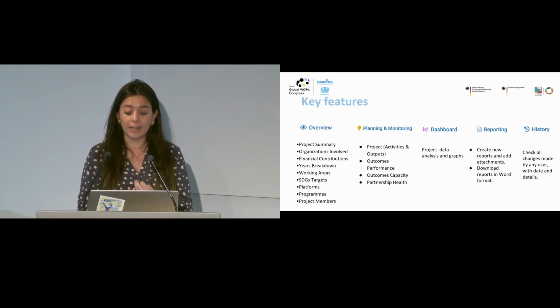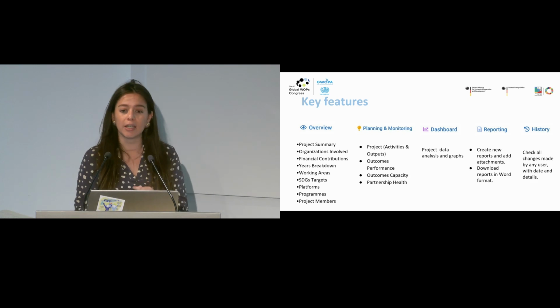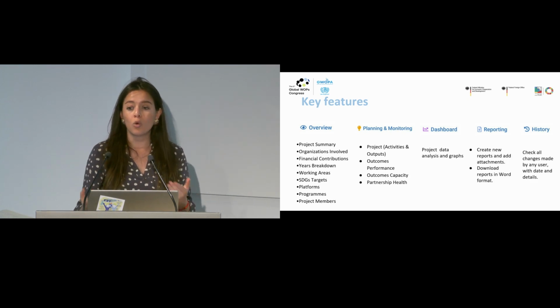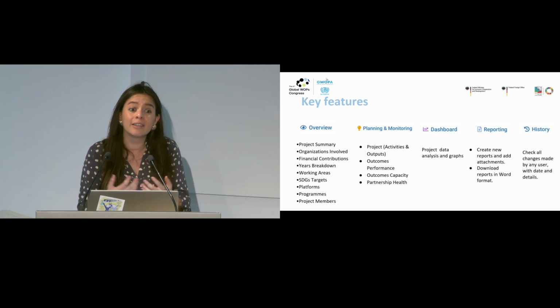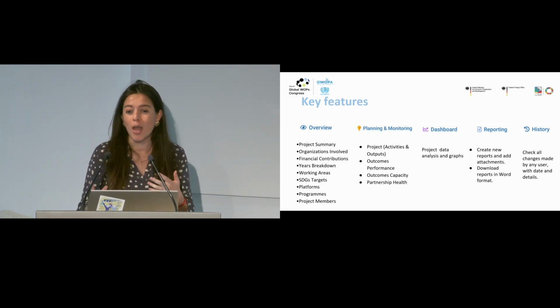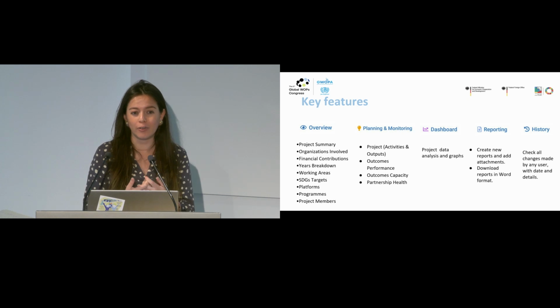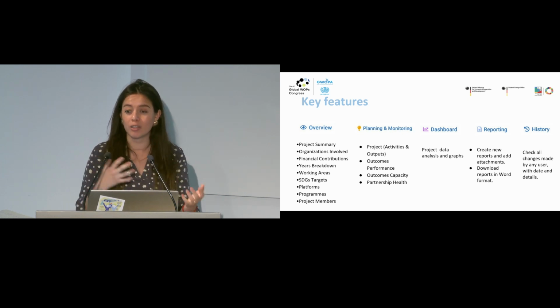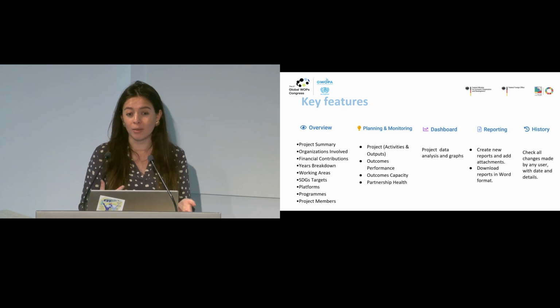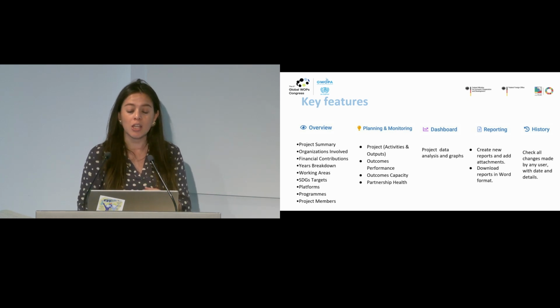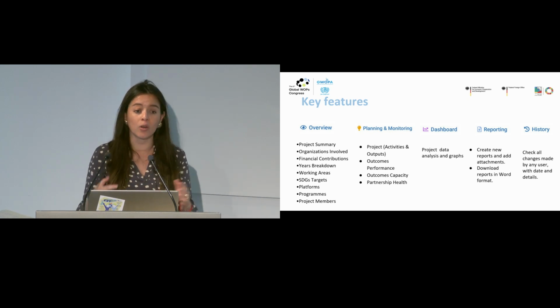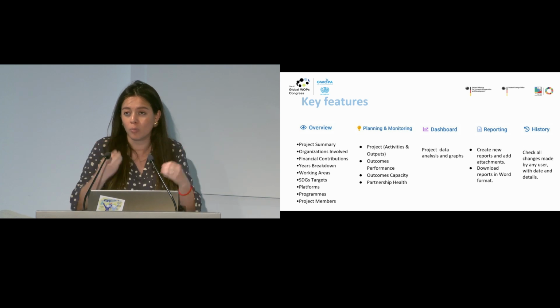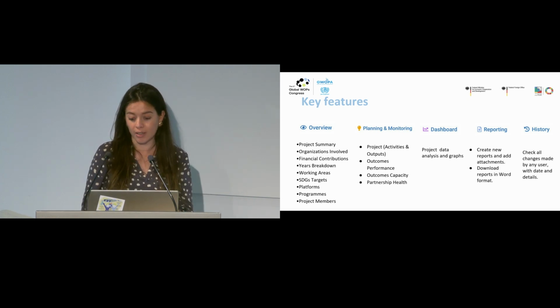But the really nice thing about this part of history is that you can see who has made which changes, because it seems that this is a very important issue for all partners. They are getting to know each other at the beginning, so maybe they need this kind of assurance that everyone is doing their part of the work while monitoring the activities, outputs, and outcomes. So in history, you can see who did what, exactly what changes, and so on. This can also bring more transparency on the work done in the tool.